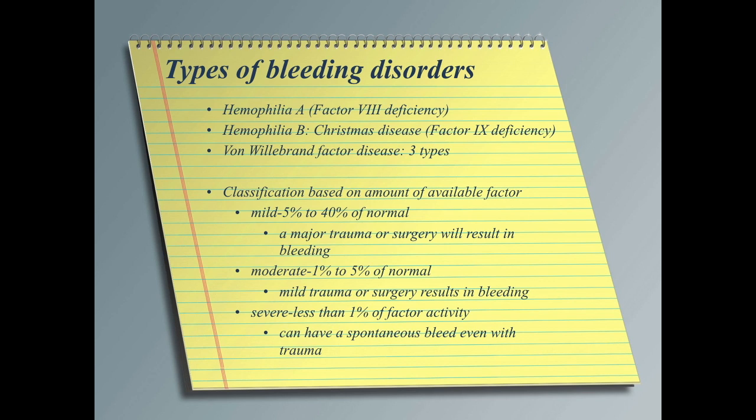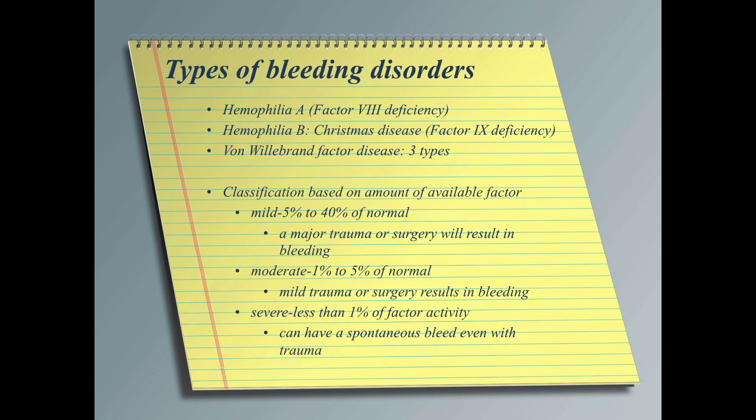When they classify the severity of the disease, they can actually quantify the amount of factor that they have on board in case they have a bleed. So mild disease, they have between 5 to 40% of the normal factor present. And so we would anticipate them bleeding if they had a major trauma or surgery.